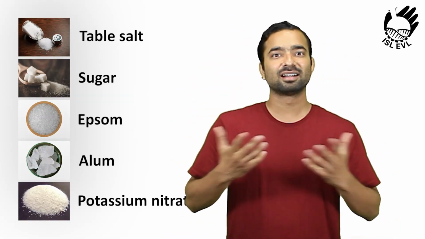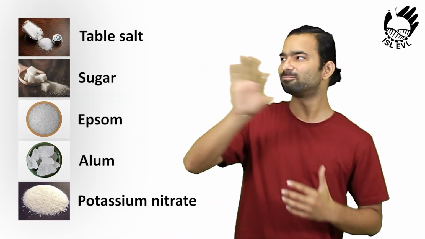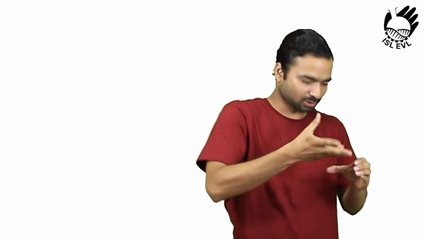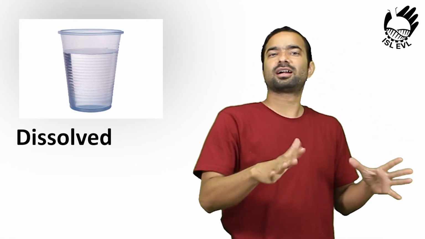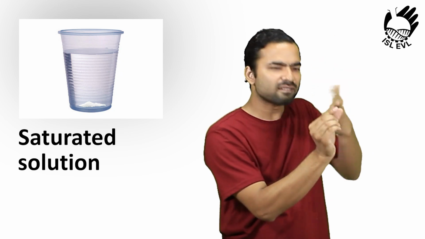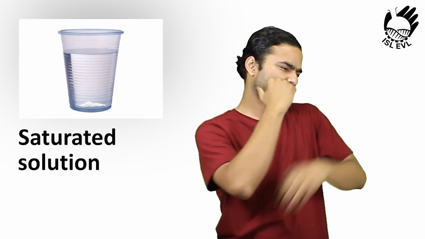We have a choice of 5 different samples: table salt, sugar, Epsom salts, alum, and potassium nitrate, as shown on the screen.